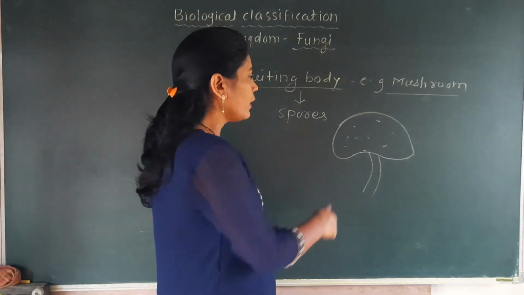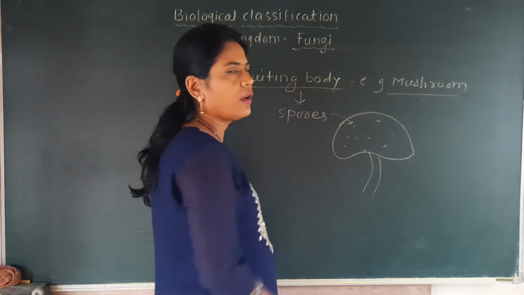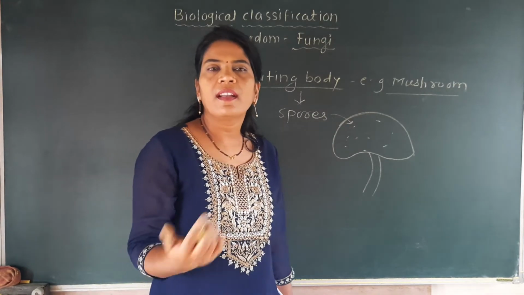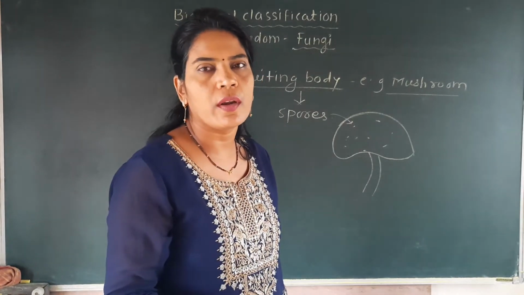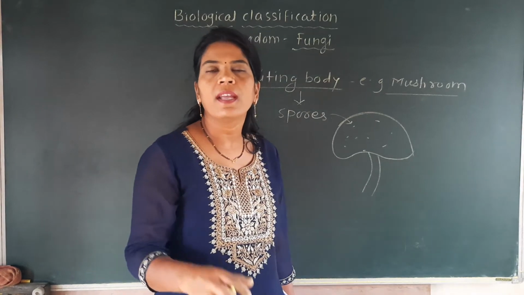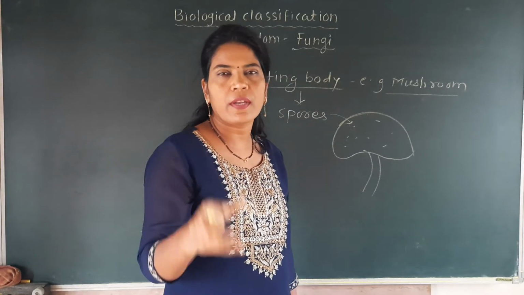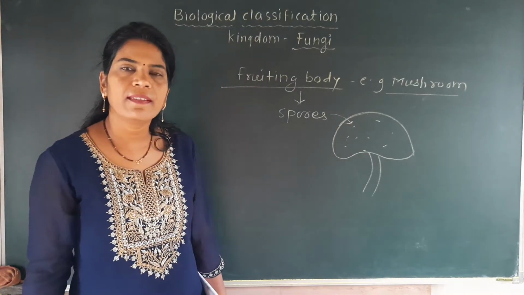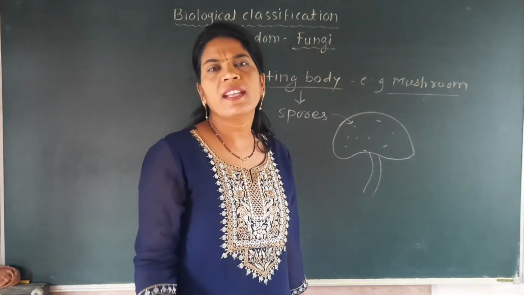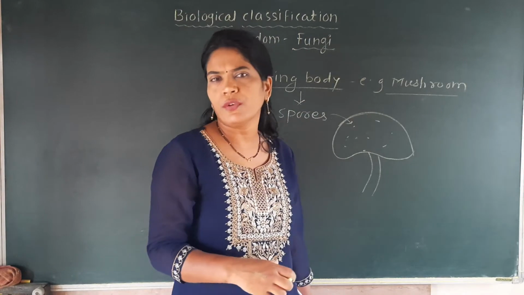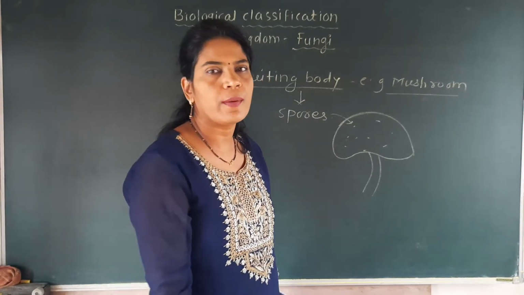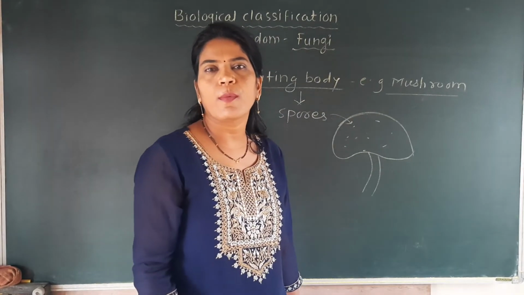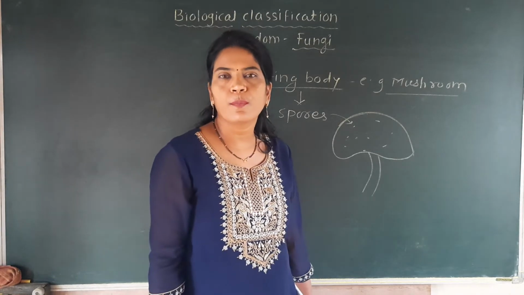And this mushroom fruiting body has spores. There are a number of structures which produce the spore. For example, conidiospore, then the sporangium is a sac which produces the spore. Ascocarp is a sac which produces the spore. So there are a number of structures which we call as a fruiting body. Sporangium is called as fruiting body, mushroom is called as fruiting body, in which that part produces the spore.